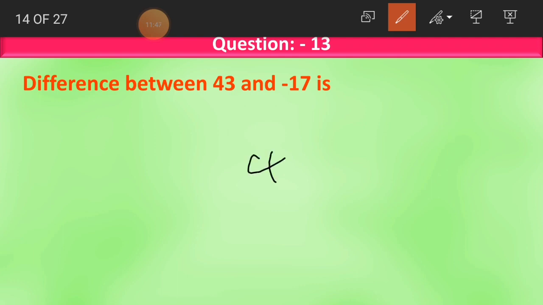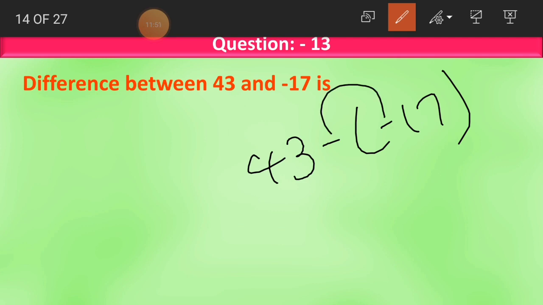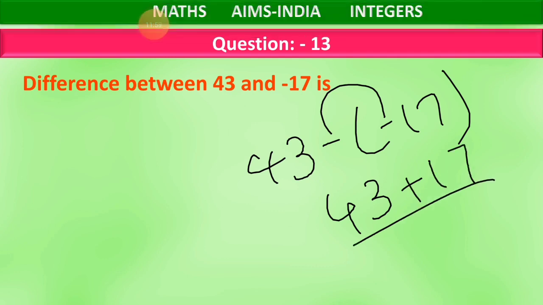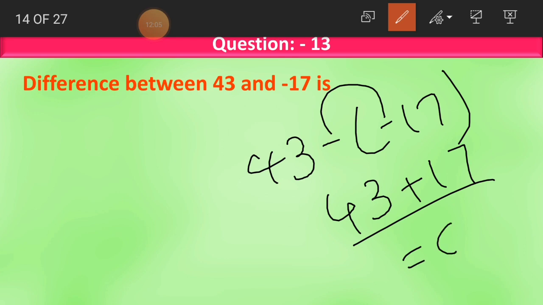As I said, difference: 43 minus of minus 17. Minus into minus, same signs. When we multiply same signs, the answer will be plus. So 43 plus 17. How do we add it? We add them as whole numbers, which we do normally. The answer will be 60.